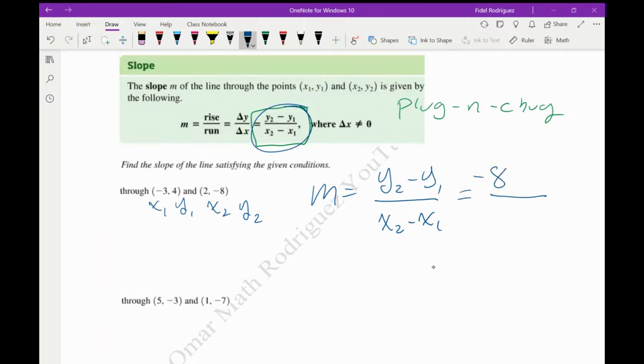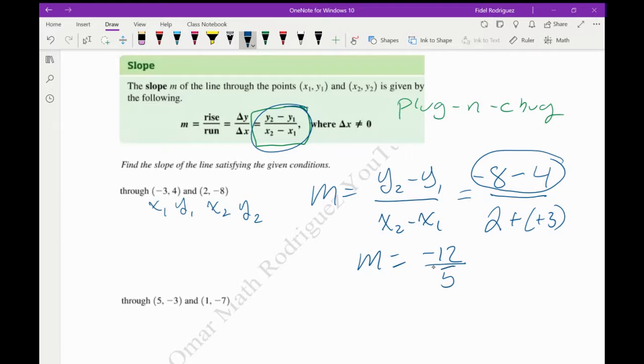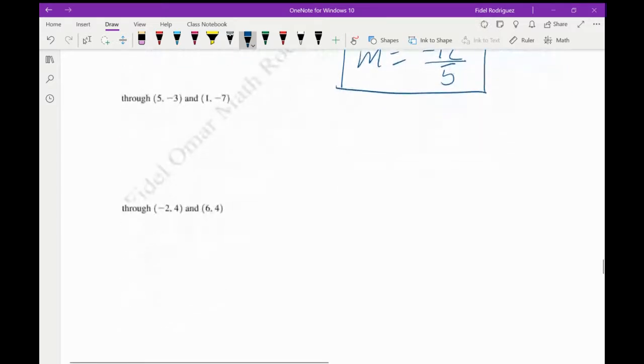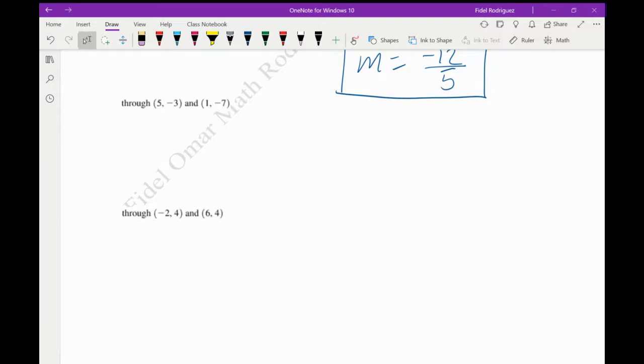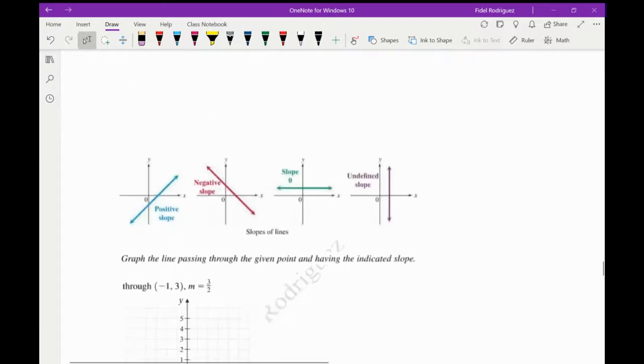So y2 is the number negative 8, minus y1 is 4, and x2 is 2 minus a negative 3. So negative 8 minus 4 is a negative 12. And this becomes plus. That's going to give me a positive 5. And so there's our slope, right? Okay. And so I'm going to kind of skip over the next ones because, again, I know that you guys know how to find the slope of the line.